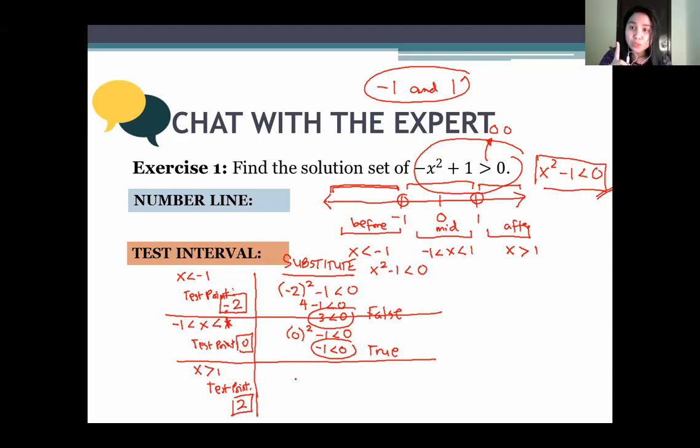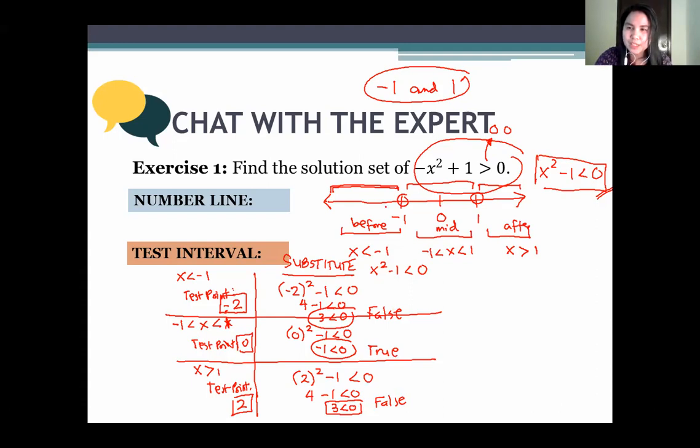The last test point, 2. We substitute 2 to our equation. So we have 2 squared minus 1 less than 0. 4 minus 1 less than 0. 3 is less than 0. Is 3 less than 0? True or false? False. Okay, very good. It is false. So we now see false, true, and false.